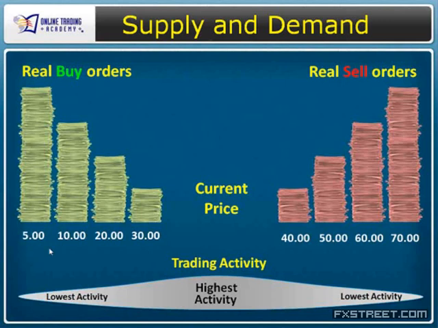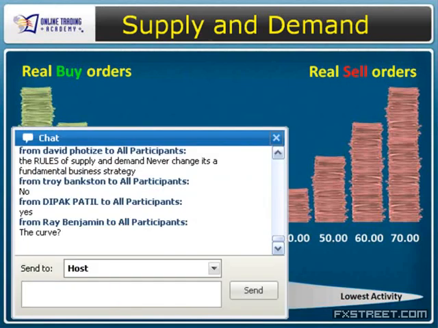Right? David, exactly. 100%. Does everybody understand that? So the picture that represents a quality supply and demand level is opposite of what everybody's taught to look for in the trading books. Everybody, yes, the curve, exactly, Ray, the curve.